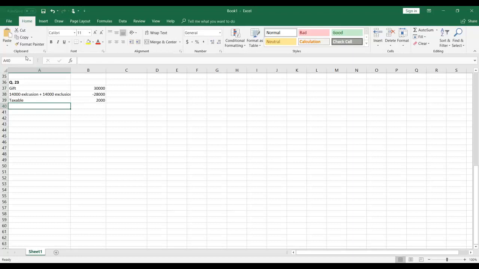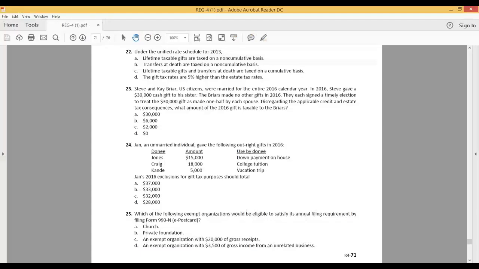Let's look at the next one. Jan, an unmarried individual, gave the following outright gifts in 2016. She gave Jones, Craig, and Candy. Jones got a down payment on a house of $15,000. Craig got a college tuition, and Candy got a vacation trip. What is Jan's exclusion for gift tax purposes? How much can she exclude in total?